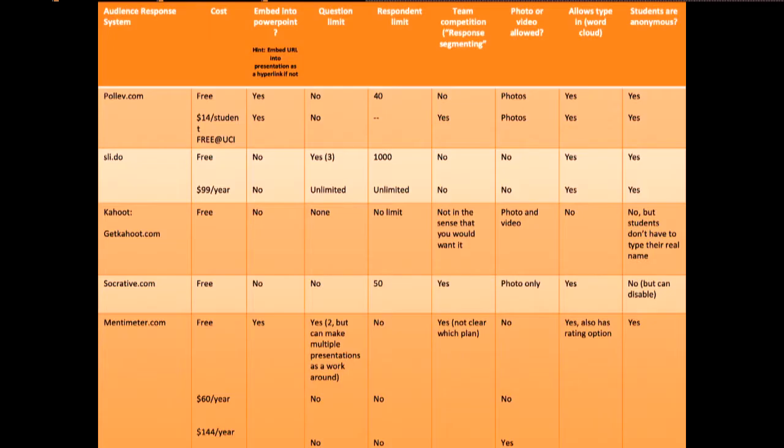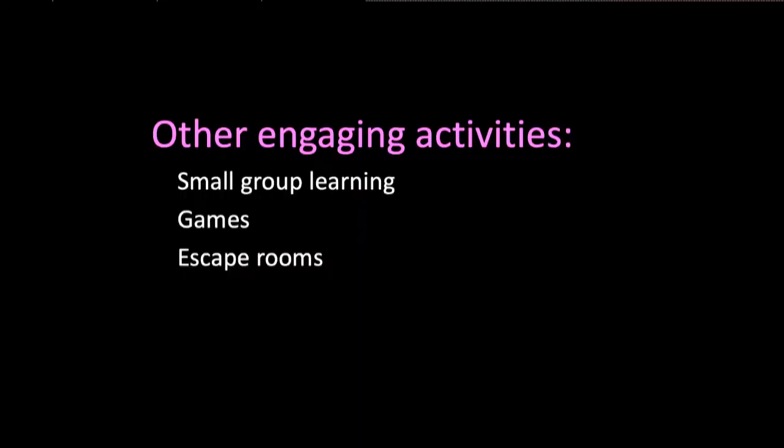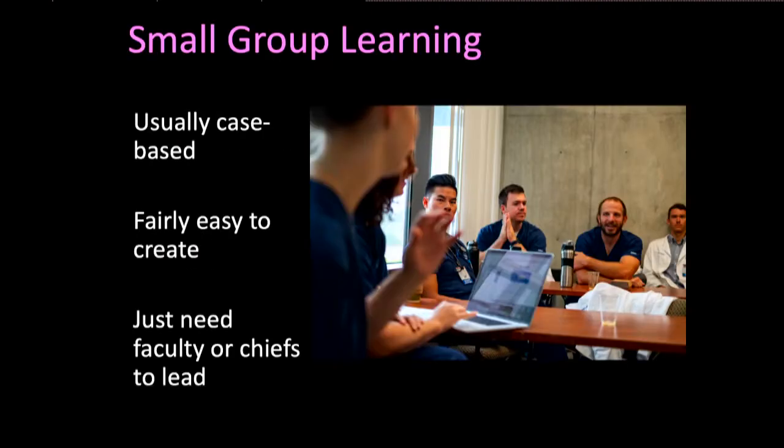Alrighty, so you all have access to this slide. It's just a breakdown of the differences between the different audience response systems and what they do. So let's talk about a couple of other engaging activities. So let's talk about small group learning. Small group learning is typically just case-based learning. So usually you're going to create a bunch of cases about a particular topic, have an HPI, have a physical exam, and then have questions about the management of that topic.